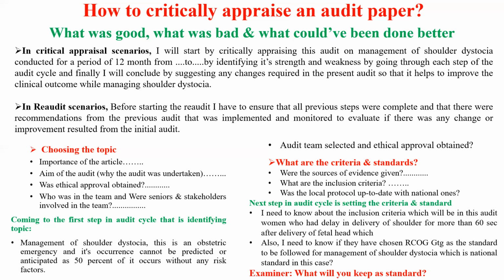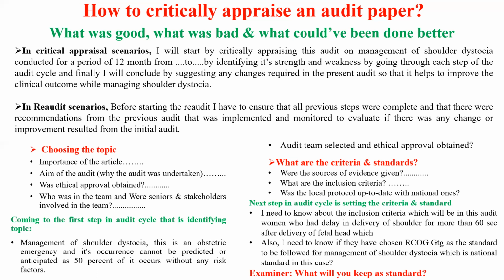As we said, the first step is to choose the topic. Here you have to mention the importance of the article given to you, the aim of the audit undertaken, if there was a need for ethical approval or no, who was involved in the team. So a ready phrase, if you want to use it, I can say that the importance of the topic here is shoulder dystocia. It is an important topic because it is an obstetric emergency and its occurrence cannot be predicted or anticipated, as 50% of cases occur without any risk factor.